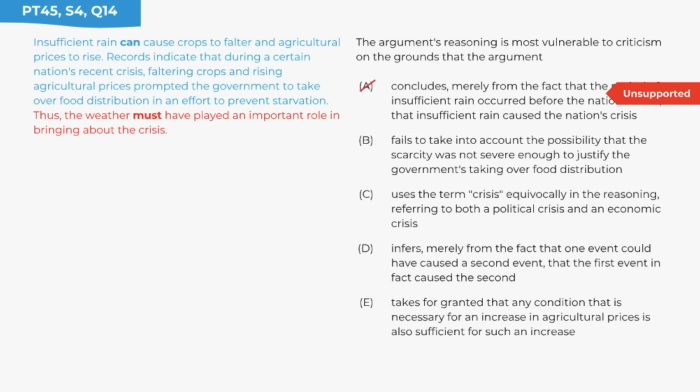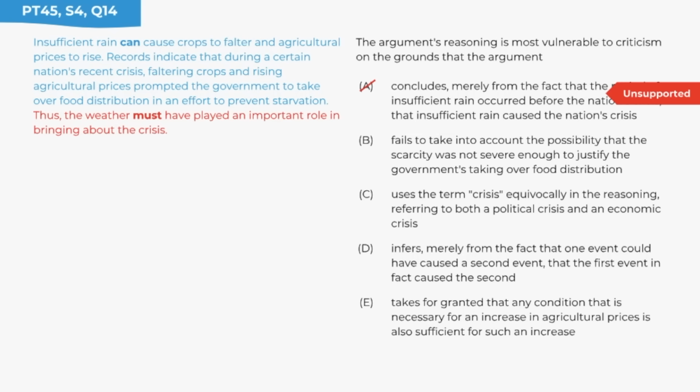Answer choice B says that it fails to take into account the possibility that the scarcity was not severe enough to justify the government's taking over food distribution. Well, whether or not the government was justified in doing so isn't really relevant to the argument's conclusion.